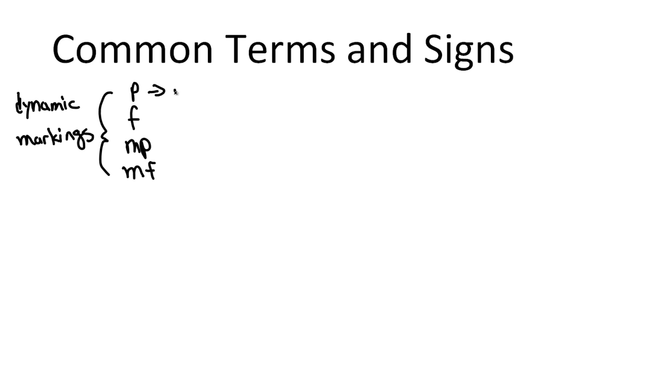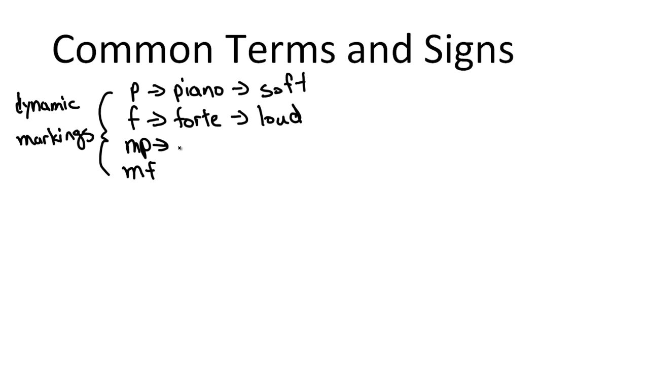So P is Italian for piano, and that means soft. F represents an Italian word called forte, and forte means loud. Now what if you wanted something in between? Well, you can have mezzo piano, which is a little bit louder than piano. So we'll just write a little bit louder than piano, and mezzo forte, which is a little bit softer than forte.